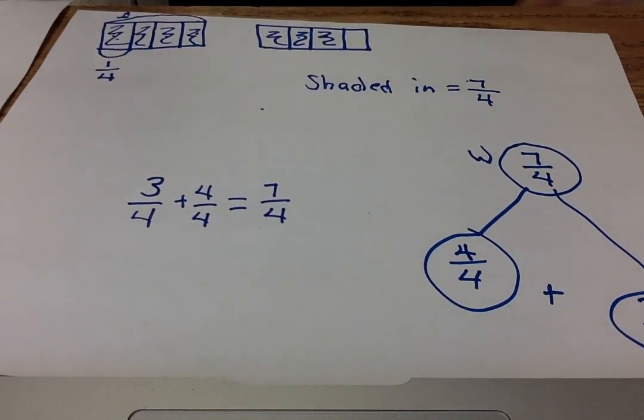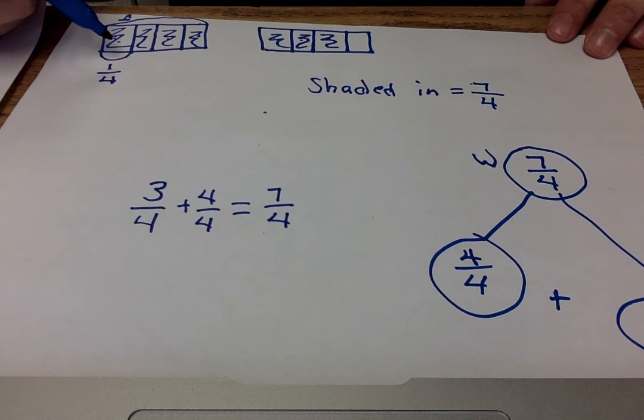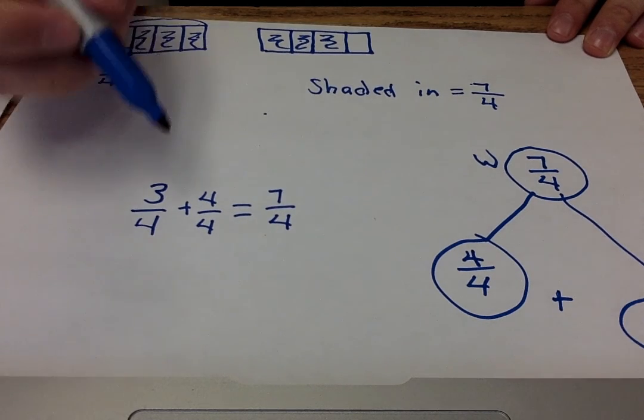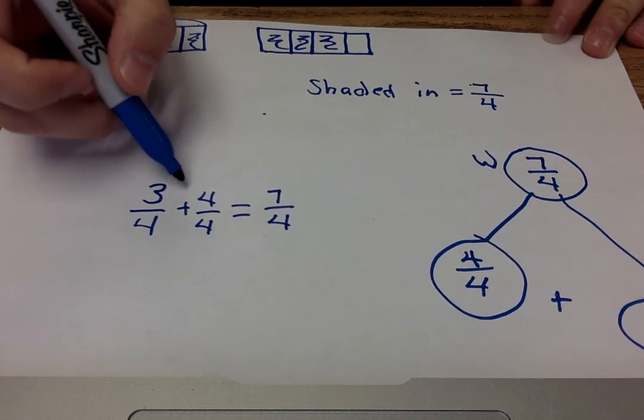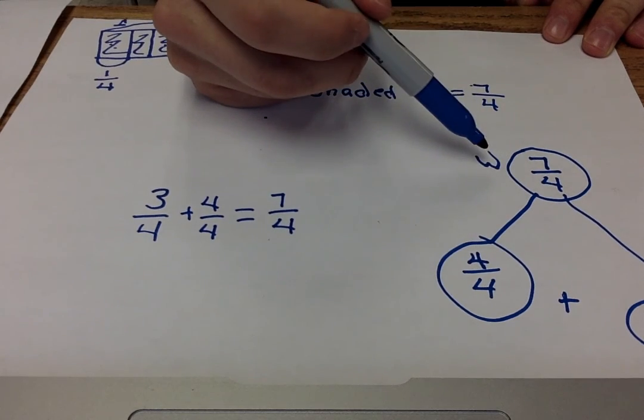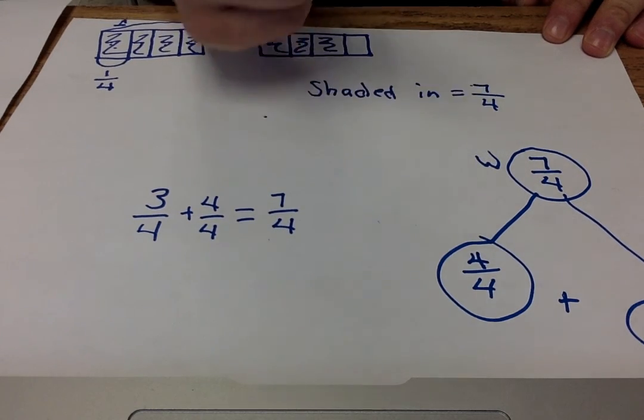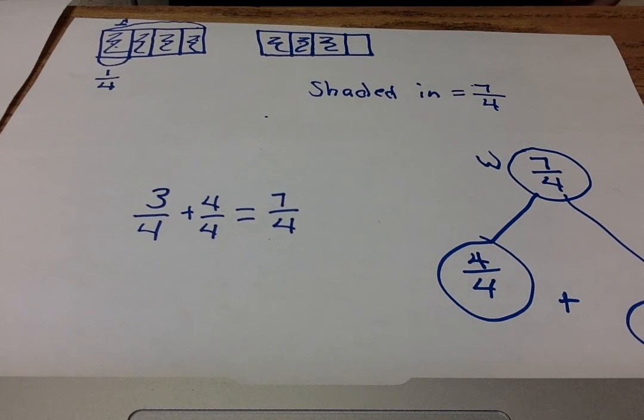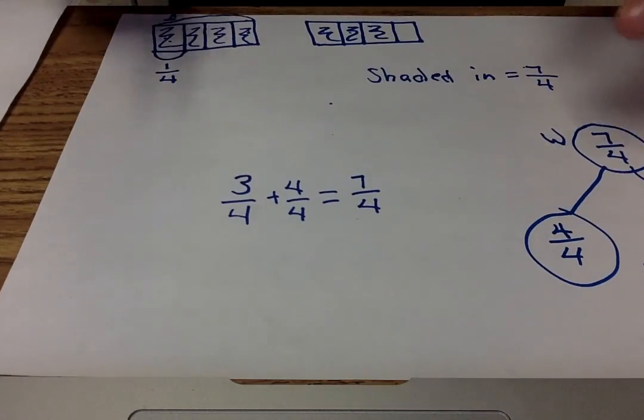Again, we've used our 3 strategies. We've used a tape diagram, we've used an addition sentence, and we've used a number bond. So we need to use all 3 of these strategies today when solving for what the tape diagram represents.